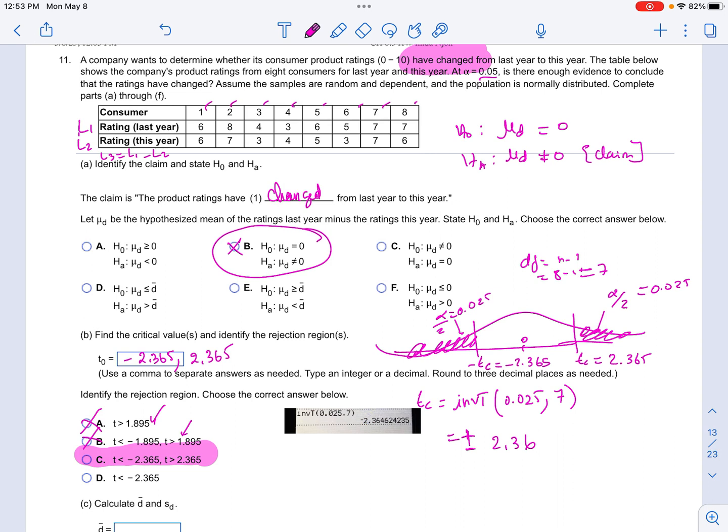Let's give ourselves about a minute. Pay attention to the way you're typing things in, and take your time.